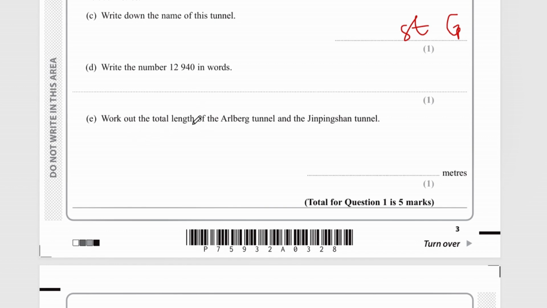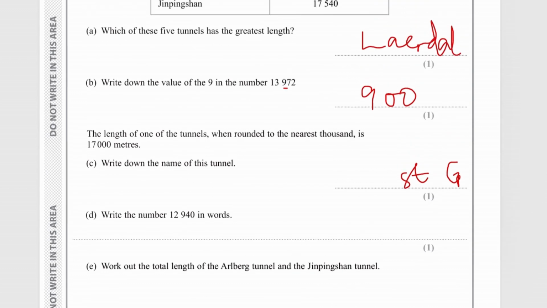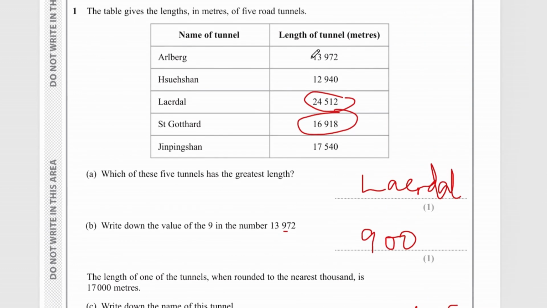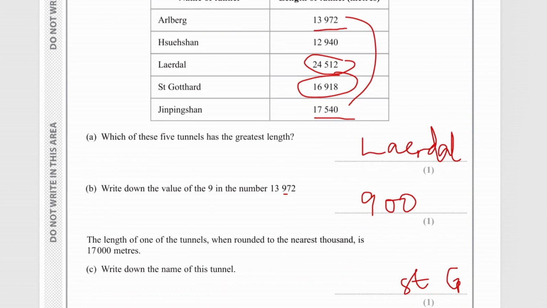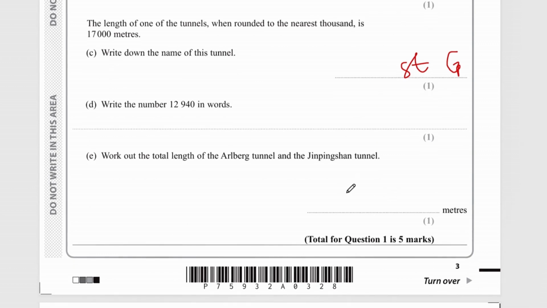Work out the total length of Albert Tunnel and Jim Pingshan Tunnel. Albert is 13,972. Jim Pingshan is 17,540. When you add it together, 13,972 plus 17,540 will give you 31,512. Most of you can add, so I'm not going to waste time with that.